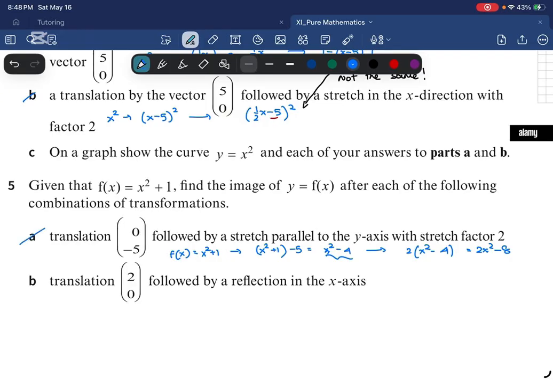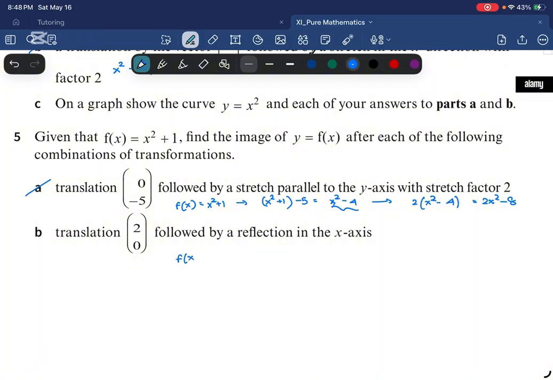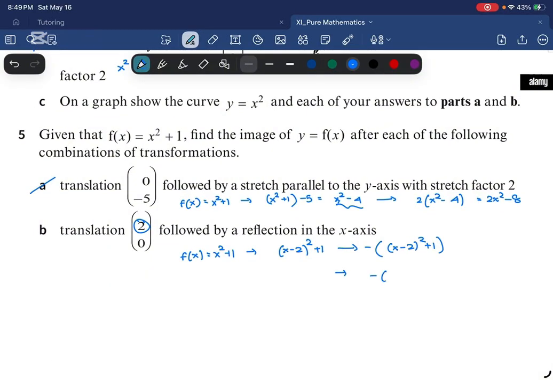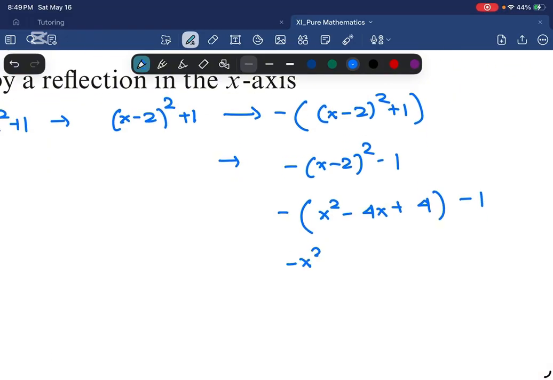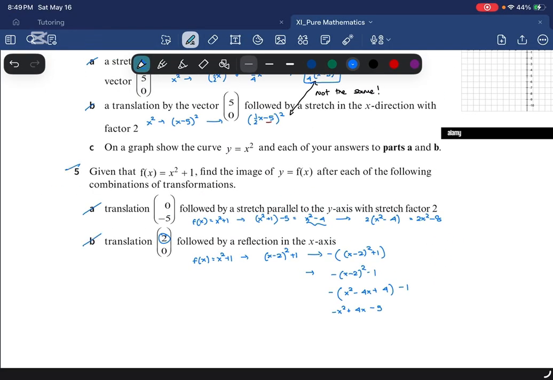All right. And B is a translation by this. So f of x is x squared plus 1. A translation is x minus 2. So if you're shifting to the right, it's (x minus 2) squared plus 1, followed by a reflection in the x-axis. A reflection in the x-axis basically means you're multiplying by a minus sign in front of this expression. So basically you're taking minus f of x, right? So that gives you minus (x minus 2) squared minus 1. And actually, let's expand this out. (x minus 2) squared is x squared minus 4x plus 4, minus 1, right? I have minus x squared plus 4x minus 4 minus 1, which is minus 5. That is going to be your solution to B. And we are done.